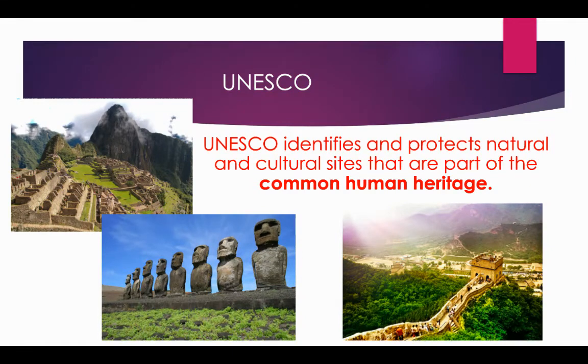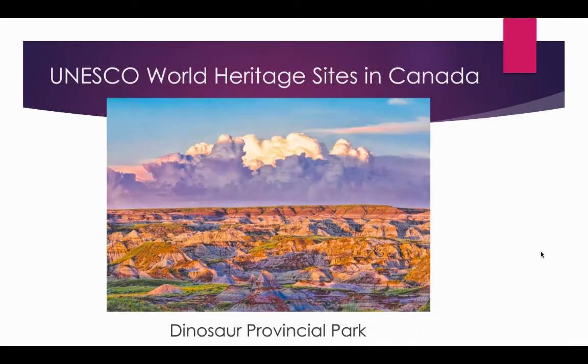UNESCO identifies and protects both natural and cultural sites that we consider to be part of our common human heritage, right? So we have different parts of the world, these different sites, these different locations around the world that are just really important places, right? Really important spots that really show that humans are an interesting species, right? And these sites are meant to be part of our common human heritage, part of our history as humans, right?